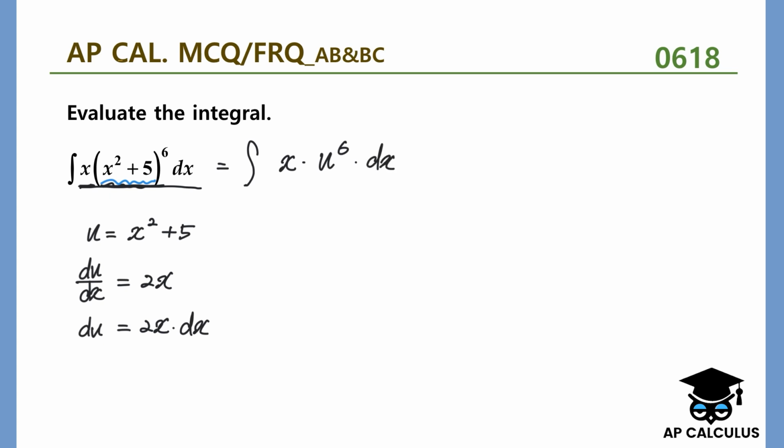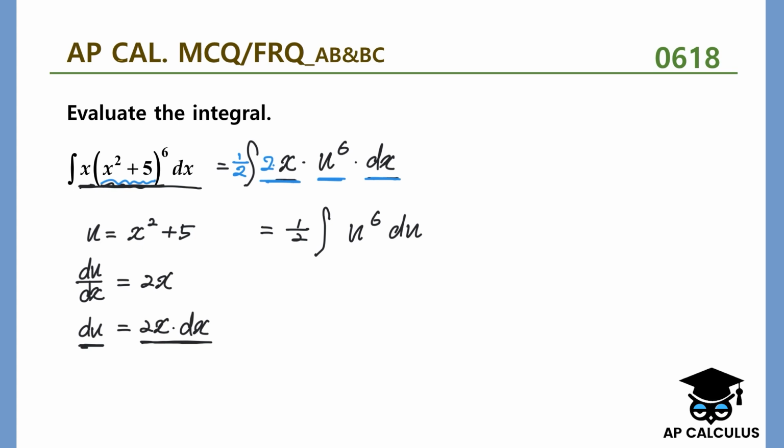In order to have du, we must have a 2x times dx. But here we have x times dx. So all we need for du is 2x dx, right? So we're going to multiply by 2 here. And we must divide by 2 also. So far so good. So that is equal to 1/2 integral. Here 2x dx, that's du. And here we have u to the power of 6. So u to the 6 du, right?